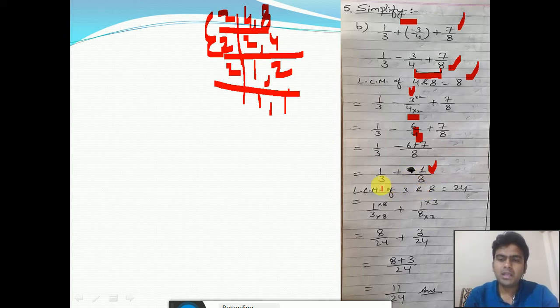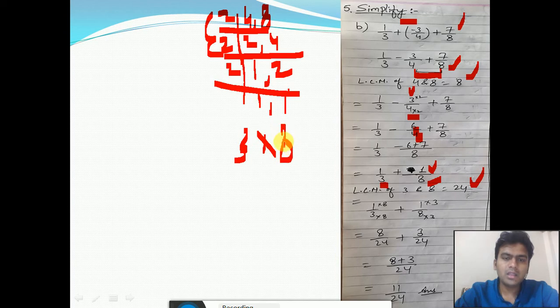Now we will take the LCM of 3 and 8. The LCM of 3 and 8 is 24. I told you, if there is no common factor or one number is not a multiple of another number, the LCM is the multiplication of those 2 numbers. So the multiplication of 3 and 8, 3 8s are 24. Now make this 3 as 24, multiply by 8, and make this 8 as 24, multiply by 3. So you get 8 upon 24 and 3 upon 24.